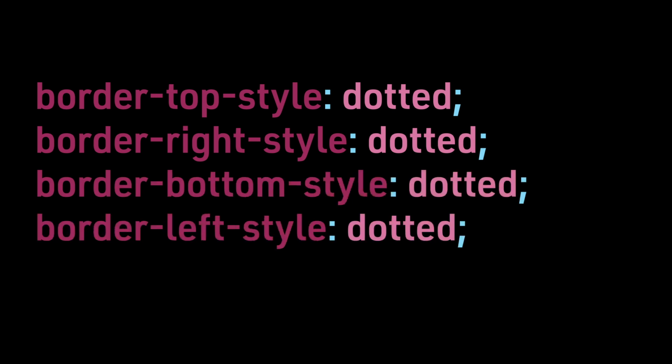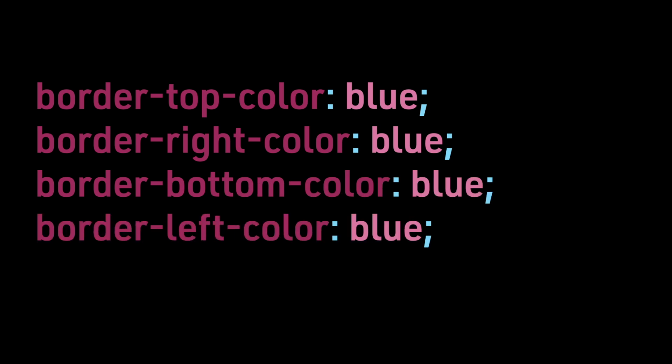Similarly, border-top-style: dotted, border-right-style: dotted, border-bottom-style: dotted, border-left-style: dotted. And finally, border-top-color: blue, border-right-color: blue, border-bottom-color: blue, and border-left-color: blue.